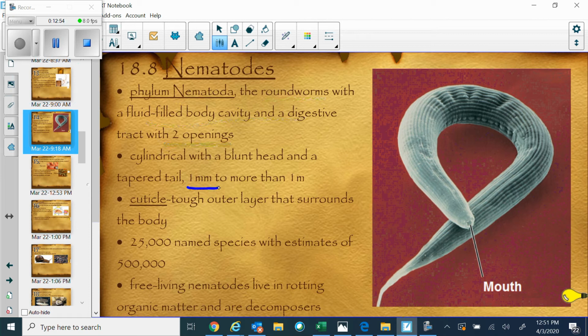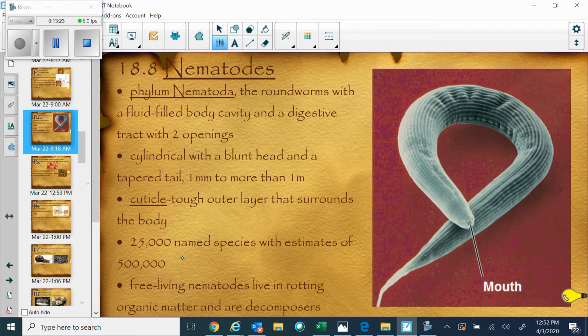They're tough. Got this cuticle on the outside. We talked about cuticles in plants with the stomata, waxy cuticle holding in the moisture, stomata releasing it. This cuticle forms the same sort of barrier. 25,000 species. That's more than the mammals and the reptiles. And if I check myself, the amphibians put together, maybe even the birds.